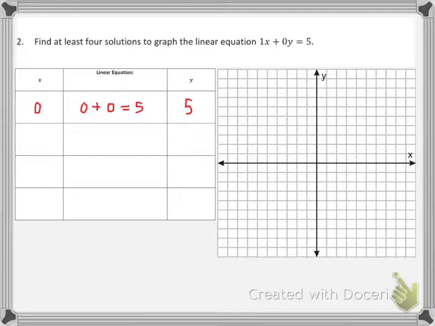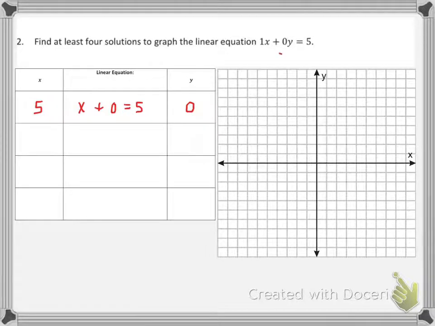Wait a minute, that doesn't make any sense. 0 plus 0 does not equal 5. So let's back that up. That doesn't help me at all. Let's say that y is 0. If y is 0, we get 1x plus 0 times 0 is 0, and that's equal to 5. And then, well, that's just x equals 5. So there we go. If y is 0, x is 5.